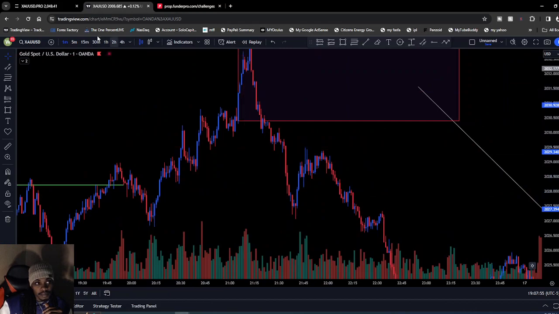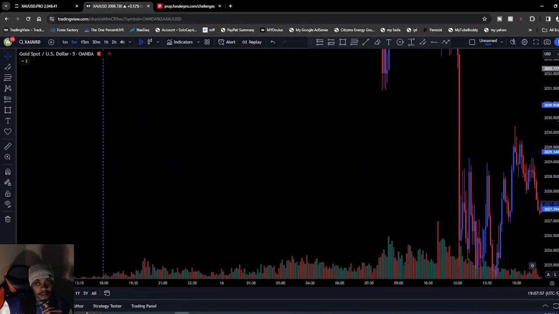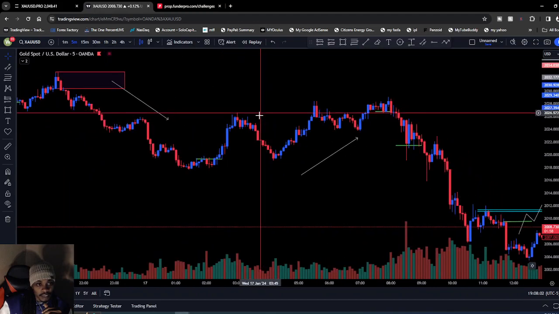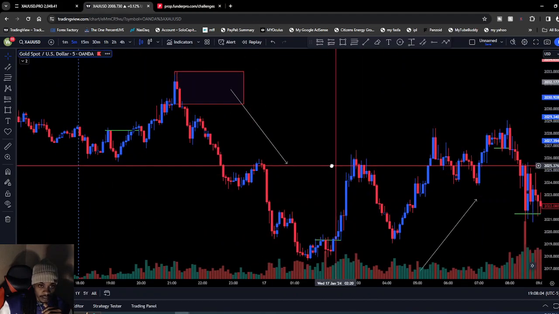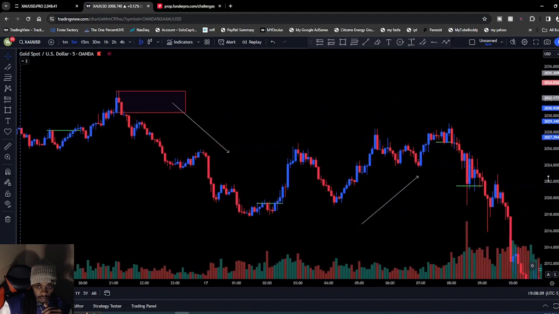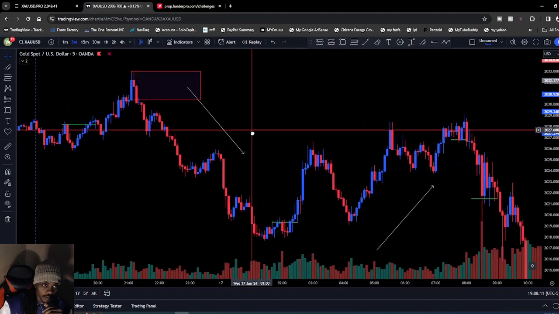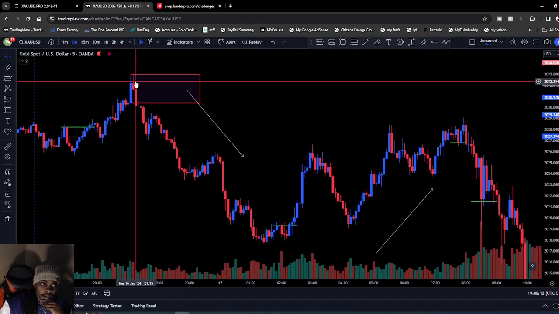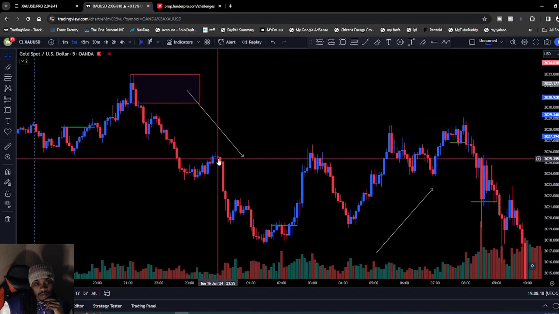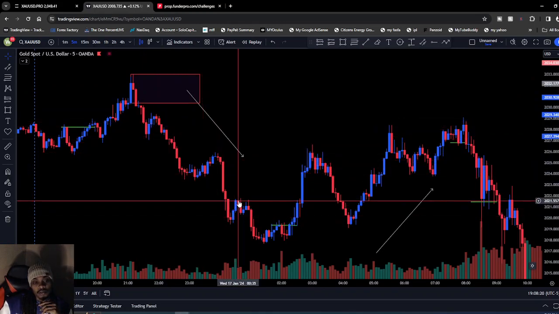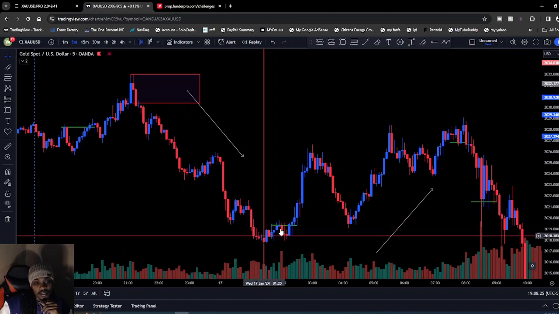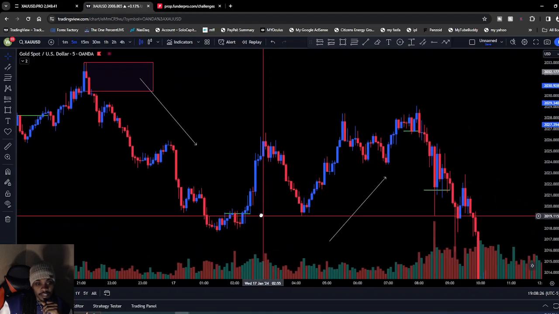All right. Let's look at the sell side right after the buy side. Let's look at the transition. All right, so from here we have high, lower low, lower high, lower low, lower high, lower low, lower high, lower low, and this is a lower high in this area right here.